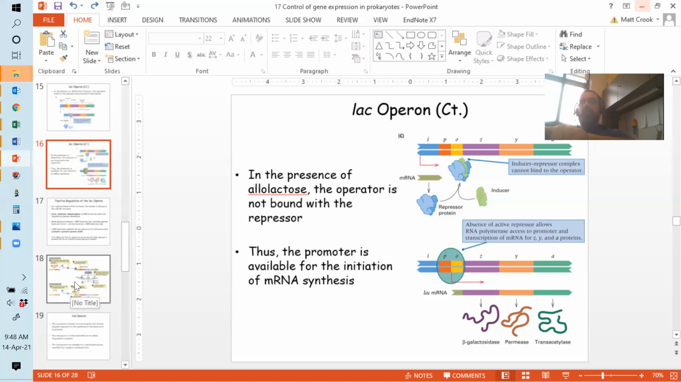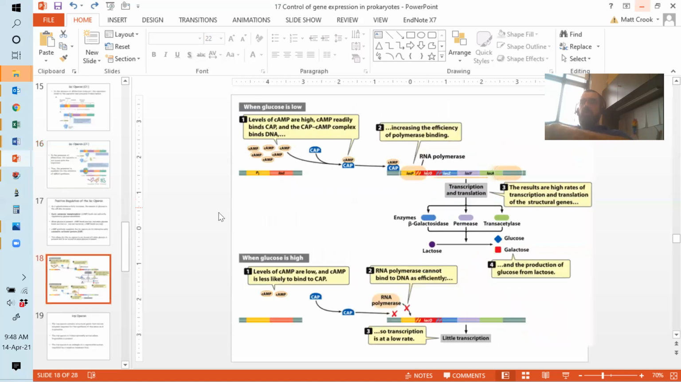And that's all done through this process by the sensing of cyclic AMP levels, which are basically a metabolic readout. They're not a sensor, they're a metabolic readout. And so the levels of cyclic AMP are basically interpreted by the catabolite activator protein, the CAP protein. So when there's lots of cyclic AMP around, that means there isn't much glucose. And so we do need lots of expression from the lac operon. So the CAP-cAMP complex promotes transcription.